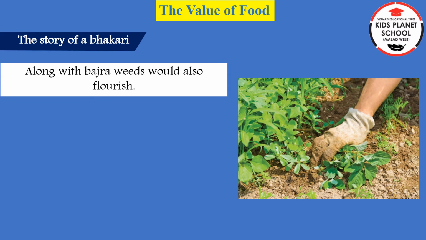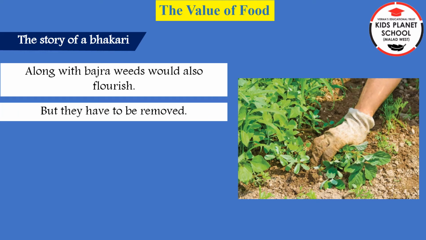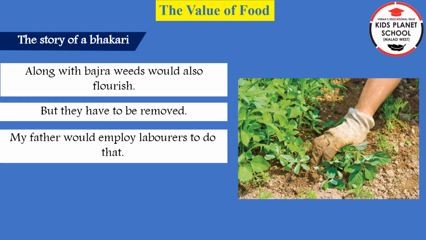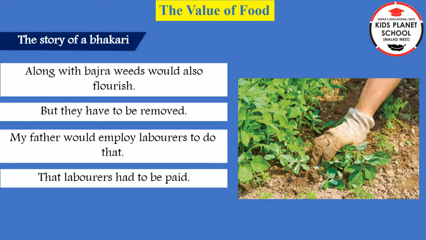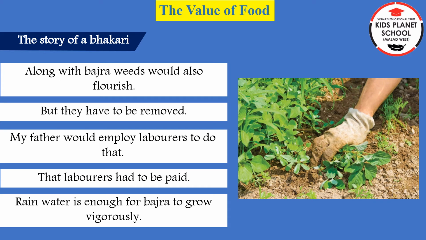Along with bajra, weeds, meaning other unwanted plants, would also flourish, would also grow. But weeds have to be removed. So, the mother's father would employ laborers, put other men at work to remove the weeds. These workers, laborers, had to be paid money for removing the weeds. Rainwater is enough for bajra to grow vigorously, meaning to grow tall very quickly.